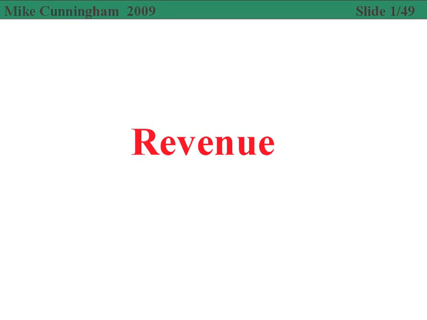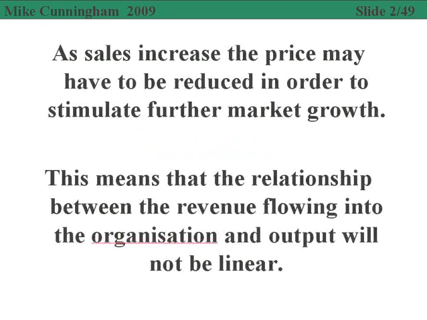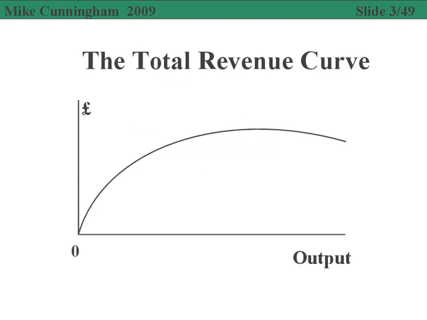So let's start. As sales increase, the price may have to be reduced in order to stimulate further market growth. That's pretty straightforward. As sales increase, sometimes producers have got to cut the price to induce even further sales. This means that the relationship between revenue, the revenue flowing into an organization, and output will not be a straight line. It's not proportional. If you reduce the price, it doesn't mean that output will increase by the same proportion. So we're probably dealing with non-linear relationships, and that's likely to be the typical relationship.